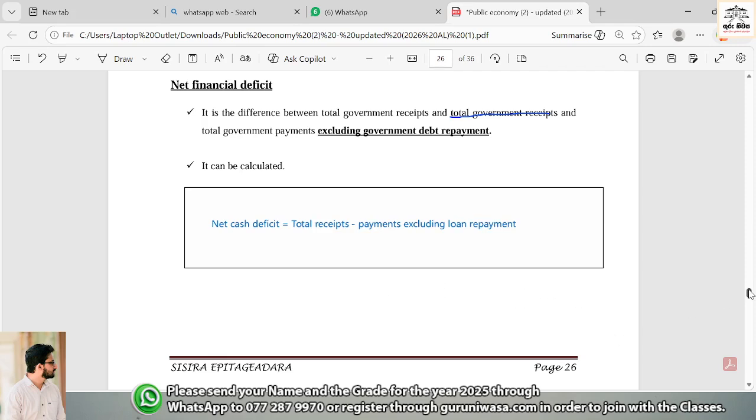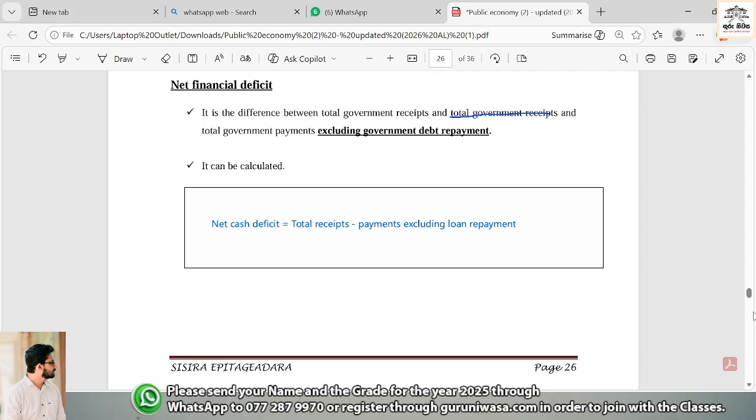Don't ask me a question like, sir, when calculating primary account balance, overall balance, and current account balance, we deducted total expenses, total government expenditure, but here you have just deducted payments. Why is it, sir? Actually, I don't have an answer. That's why I told you, don't compare that with the last one. This is a totally different segment, a different subject area.